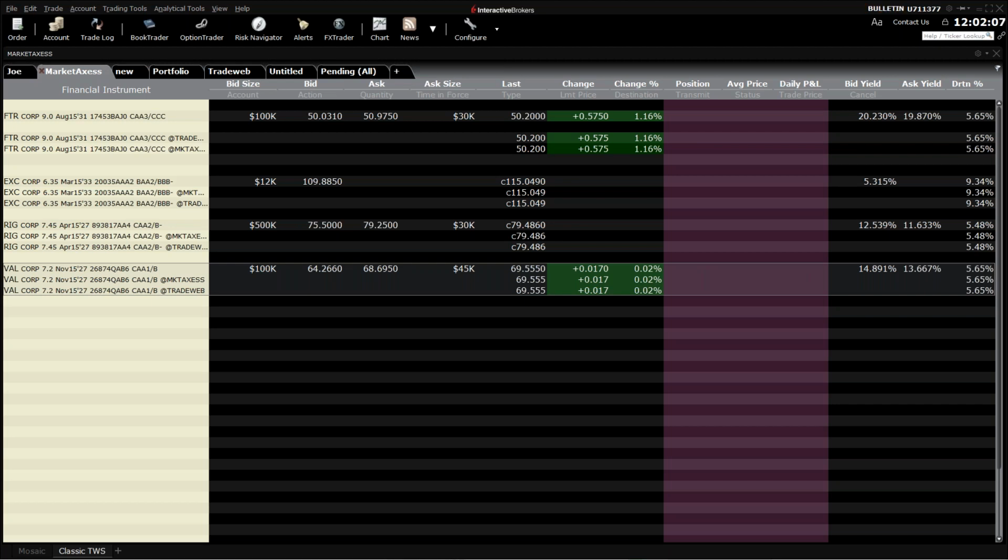So to get underway with this, I'd like to welcome my colleague Joe Burke, who is Head of Fixed Income Trading here at Interactive Brokers. I'm going to hand over to Joe. Joe, welcome to today's session. And you are sharing your screen of Trader Workstation. Tell us what you've got there and how to get underway with RFQs.